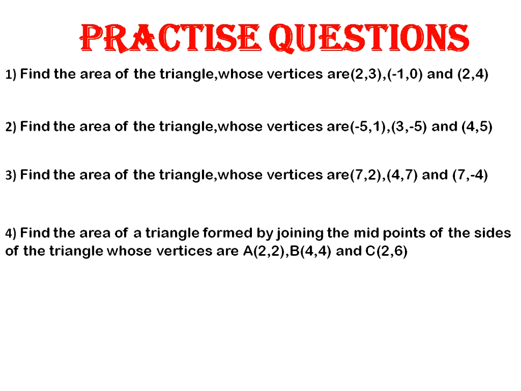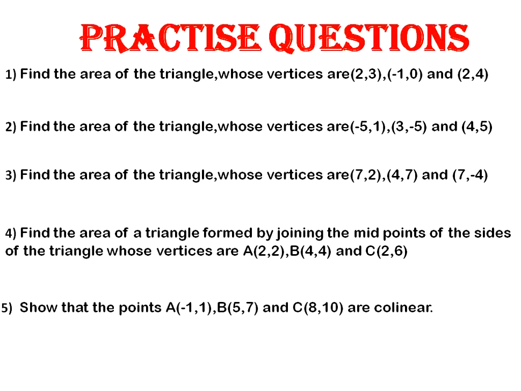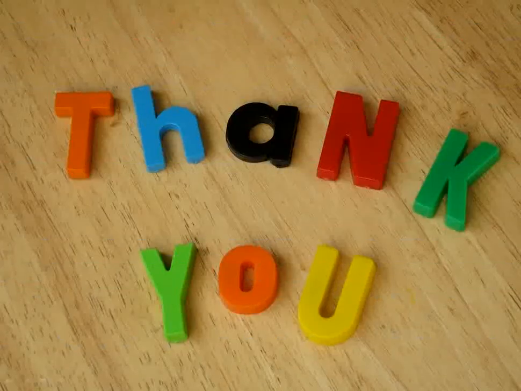Then you have to find the area of the triangle. Then show that the points A minus 1 comma 1, B 5 comma 7 and C 8 comma 10 are collinear. Collinear means here the area of the triangle is 0. Thank you.